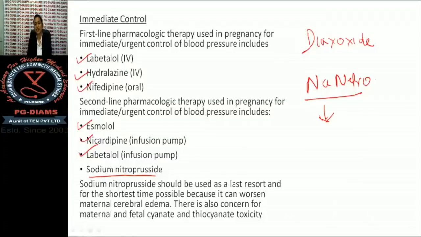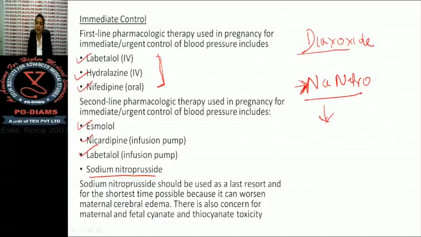Right now we need to treat the hypertension. So sodium nitroprusside definitely is used if other options are not helpful. If your other drugs have not been able to decrease her BP, you will use sodium nitroprusside. Cyanide toxicity only develops after long usage.